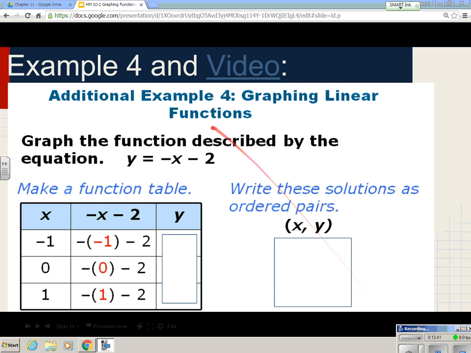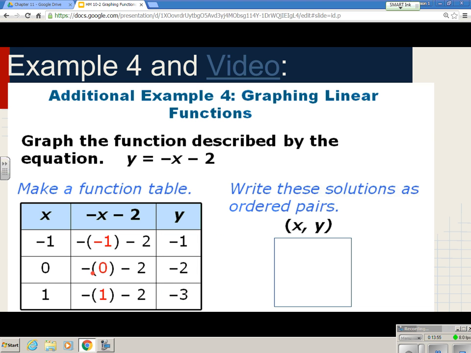So now all I did is I plugged x in for each one of these. And then what do I get? Well, -(-1) makes that a positive, right? So 1 minus 2 is -1. 0 minus 2 is -2. And -1 minus 2 is -3. So that's the first step.